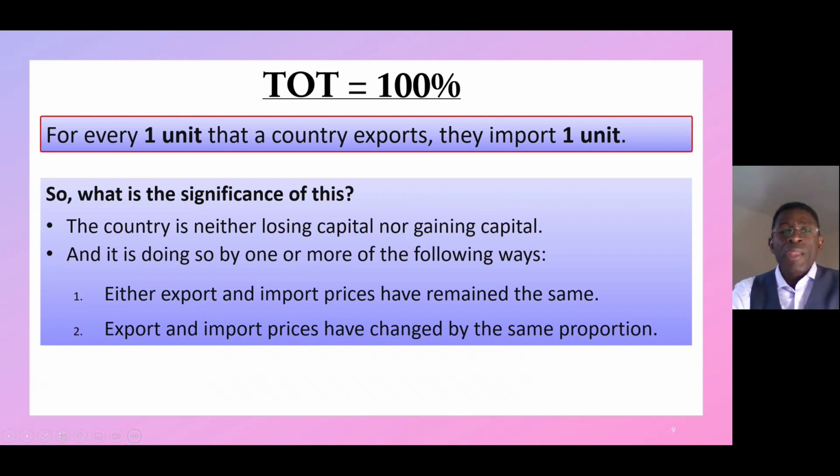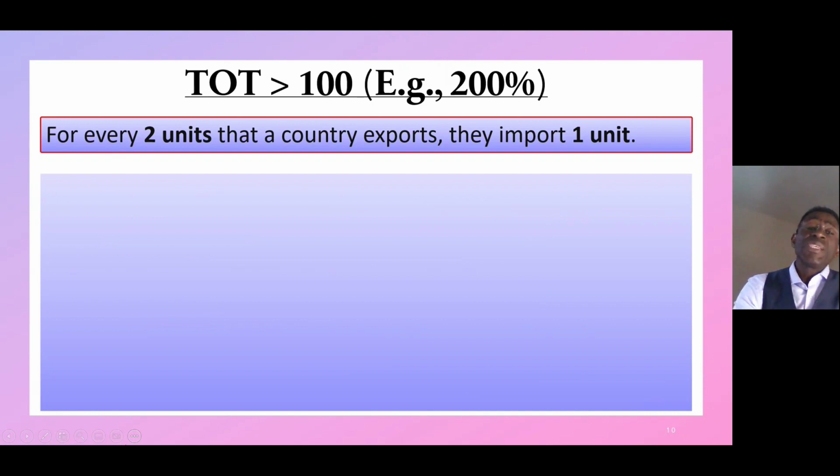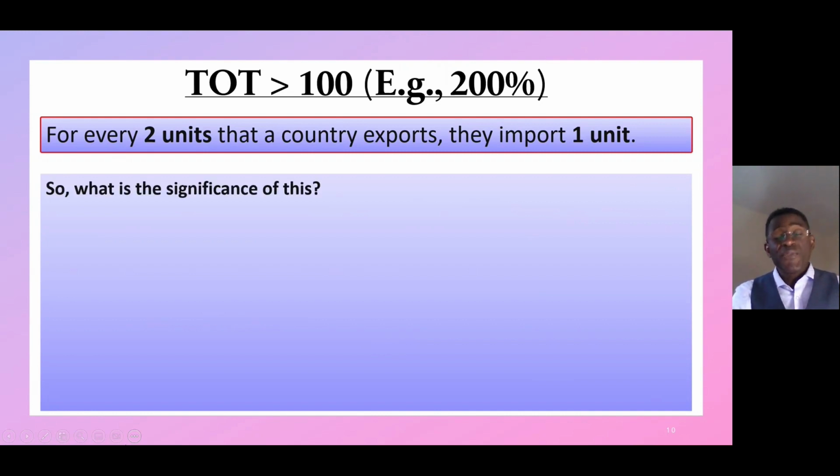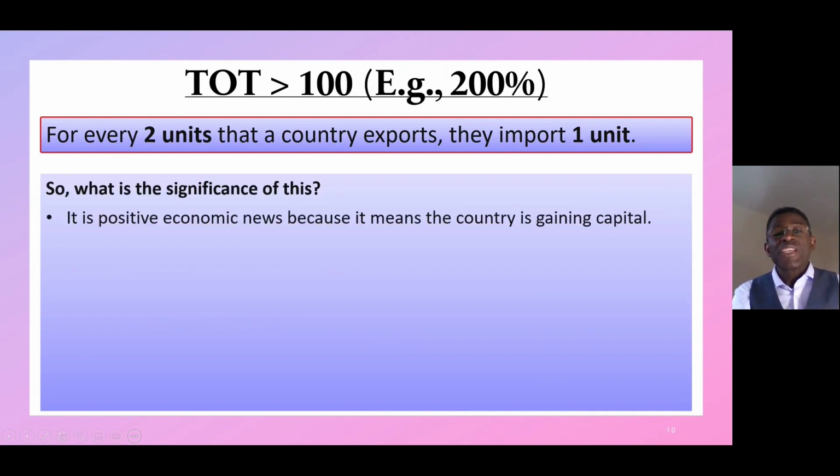Now, what about when you have a TOT that is greater than 100, for example 200%? What that means is that for every 2 units that a country exports, they import 1 unit. What is the significance of this? It is positive economic news, because it means the country is gaining capital.